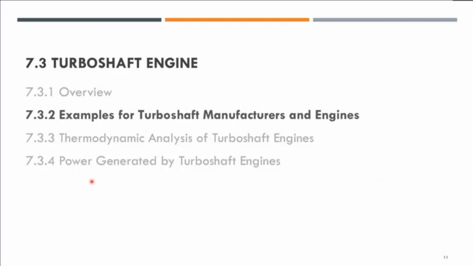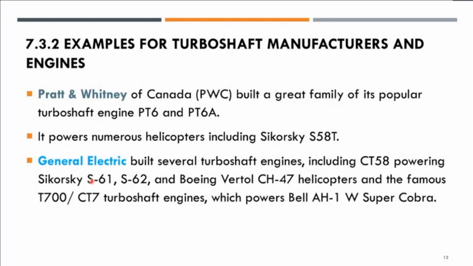Now we want to go into the examples for turboshaft manufacturers as well as the turboshaft engines. In terms of the examples, we will look into different manufacturers, and we will also look into what are the type of engine being produced by the respective companies. The first one is Pratt & Whitney of Canada, known as PWC. Built a great family of its popular turboshaft engine, as being highlighted earlier, PT6 as well as PT6A. It already powers numerous helicopters, including the Sikorsky S-58T.